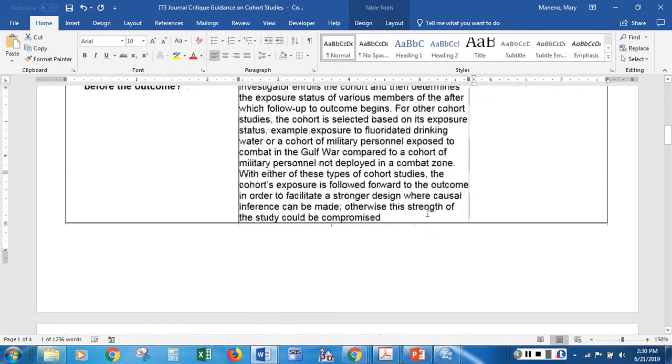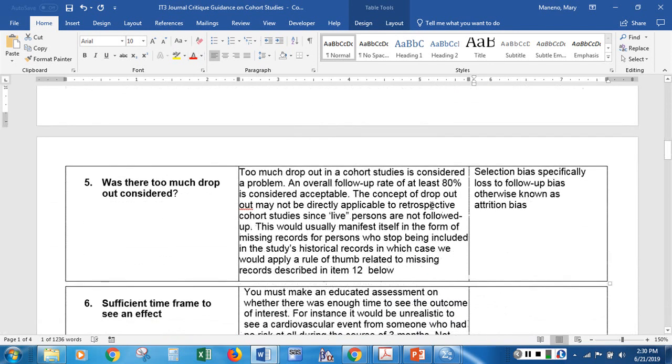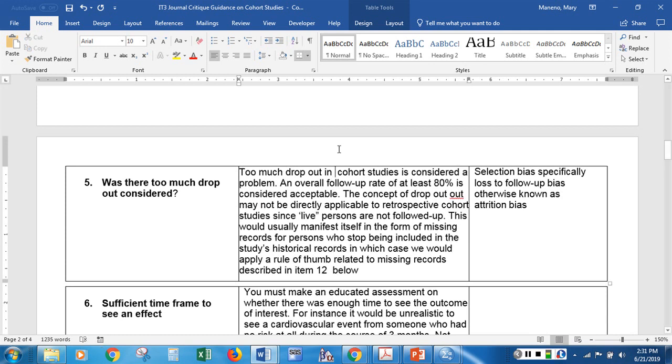Okay. All right. Was there too much dropout? Let me read the narrative so we can be on the same page. Too much dropout in cohort studies is considered a problem. An overall follow-up rate of at least 80% is considered acceptable. The concept of dropout may not be directly applicable to retrospective cohort studies, because that's the study design we have. However, dropout usually manifests itself in the form of missing data, and I'll discuss this in item 12.